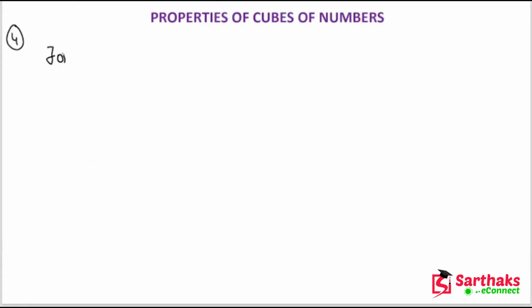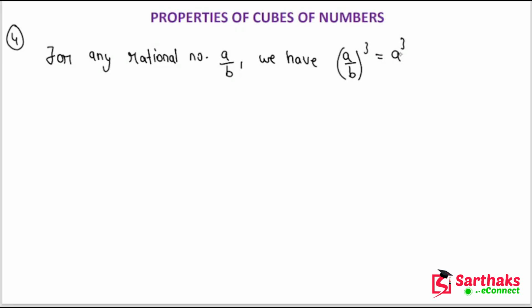So property number 4 states that for any rational number a upon b, we have a upon b whole cube equals a cube upon b cube, right? So for any rational number, that is a fractional number, a by b whole cube would be distributed to the numerator and denominator. So you can calculate the cube separately and then put the value in this formula.